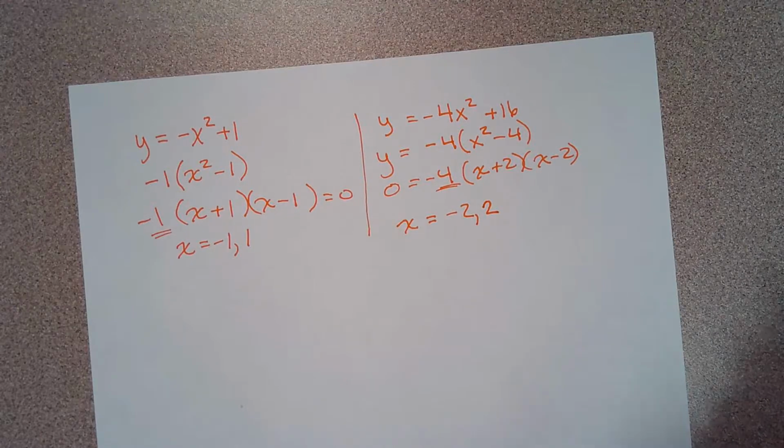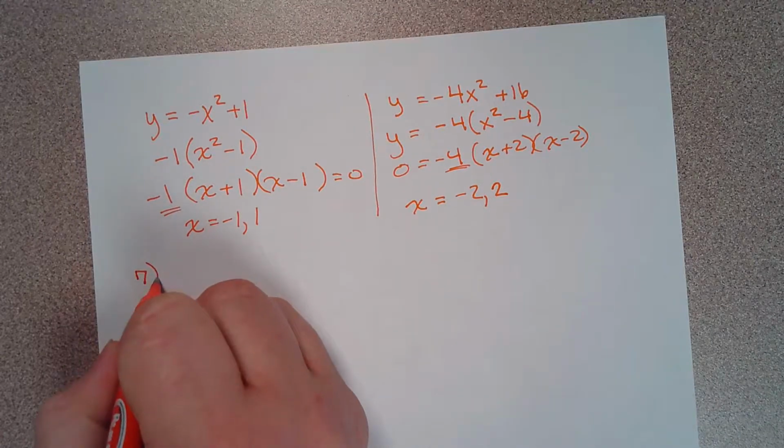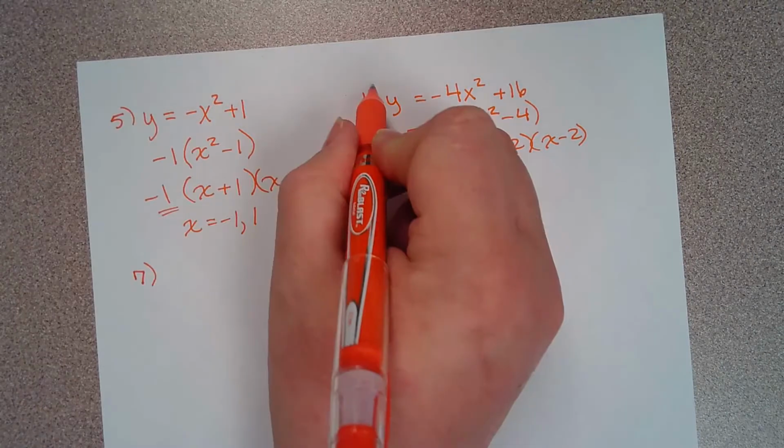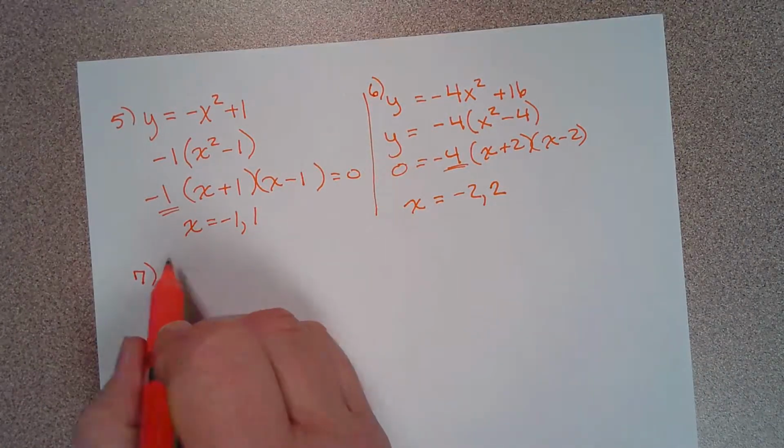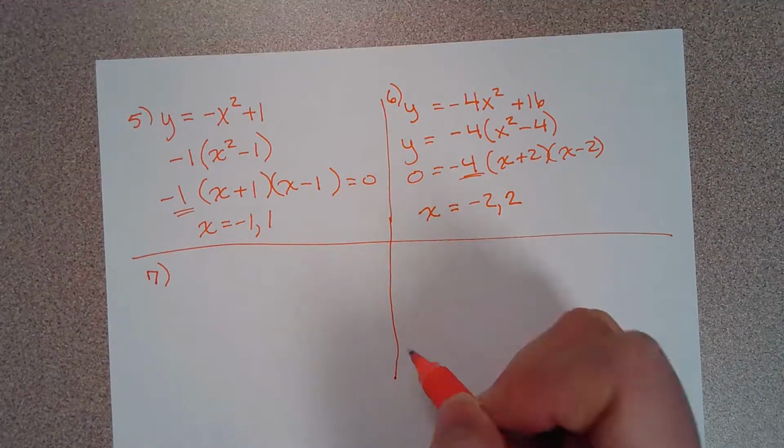So try number 7. So pause it and try number 7. When you unpause it, we will go through it.